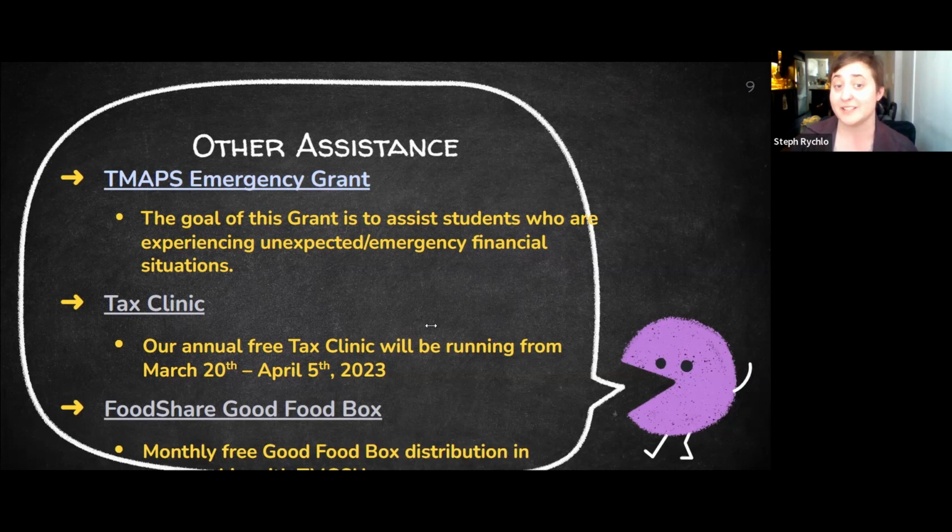Information on all of these services and initiatives can be found in our newsletter and on social media.